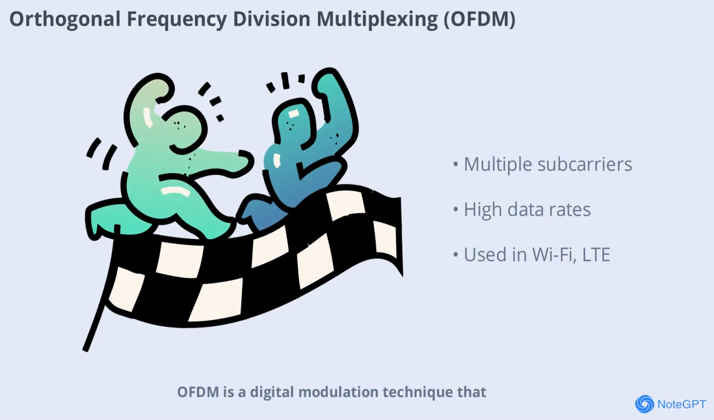OFDM is a digital modulation technique that divides the available bandwidth into multiple orthogonal subcarriers. Each subcarrier is modulated independently, allowing for high data rates and resistance to interference. OFDM is widely used in Wi-Fi, LTE, and digital TV broadcasting, making it a key technology in modern communication.